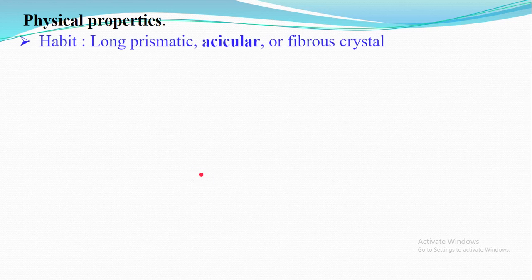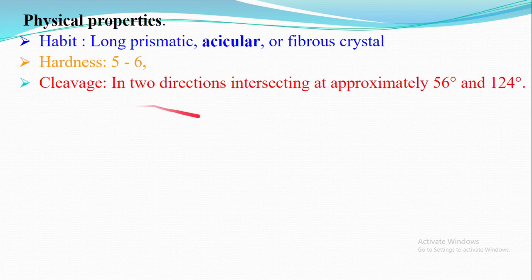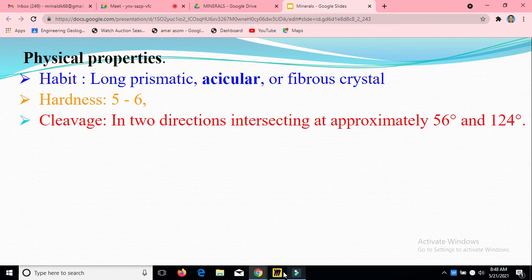Physical properties: prismatic, acicular. Fibrous just now, acicular, needle-like. Prismatic. Then hardness is 5 to 6 again. Cleavage, sometimes you have two directions at 56 and 124 degrees. That means you go in the rock.